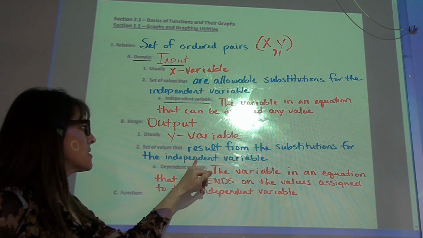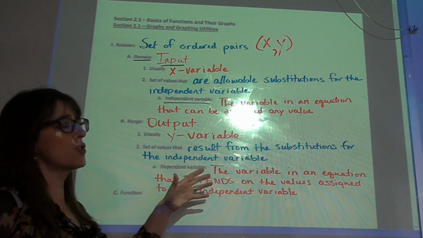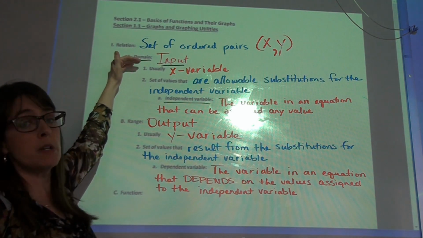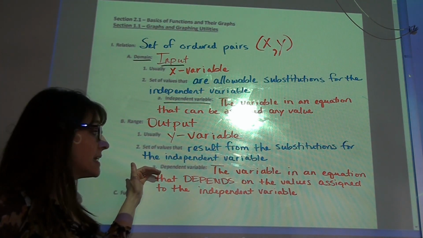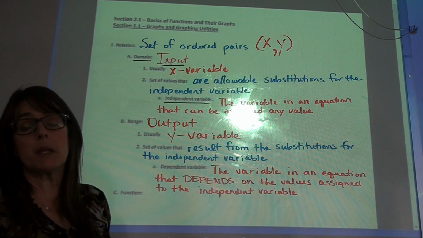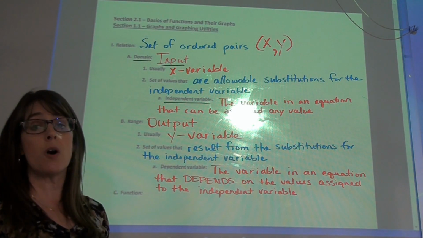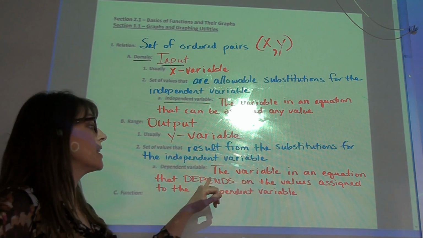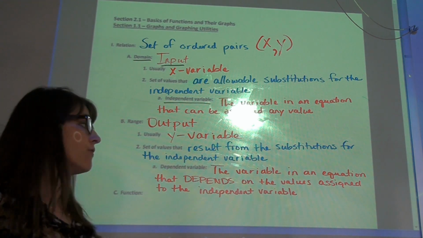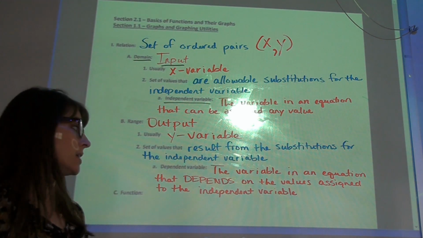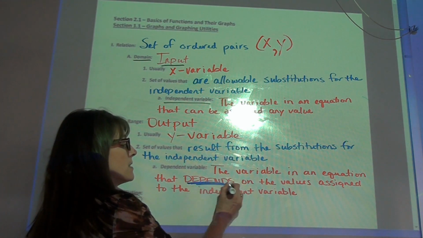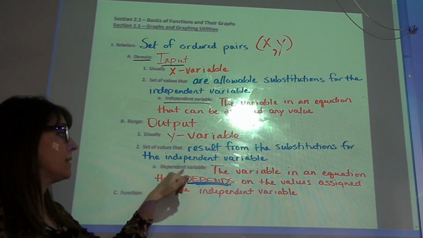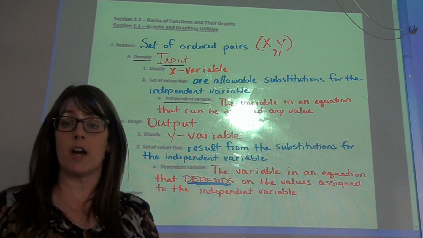Now, that leads us to the idea of a dependent variable. So we have an independent variable that's going to be your domain, and a dependent variable is going to typically be your y variable, but it isn't always the y variable. The good definition is that it's the variable in an equation that depends on the values that are assigned to that independent variable. Key being depends. Mathematicians, again, are not creative. So a dependent variable is going to depend on the other one.